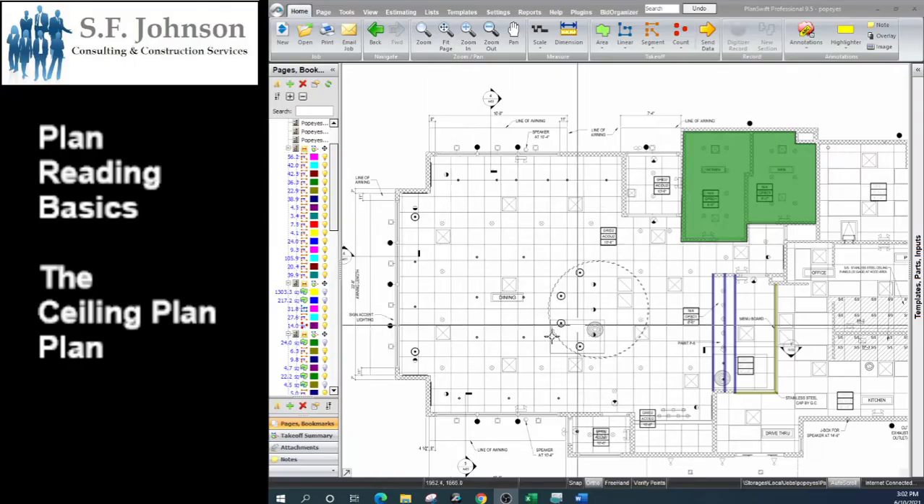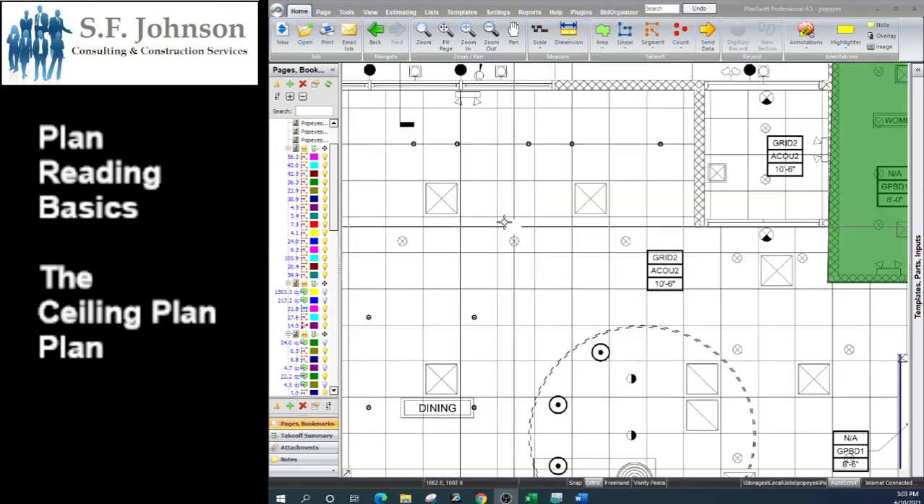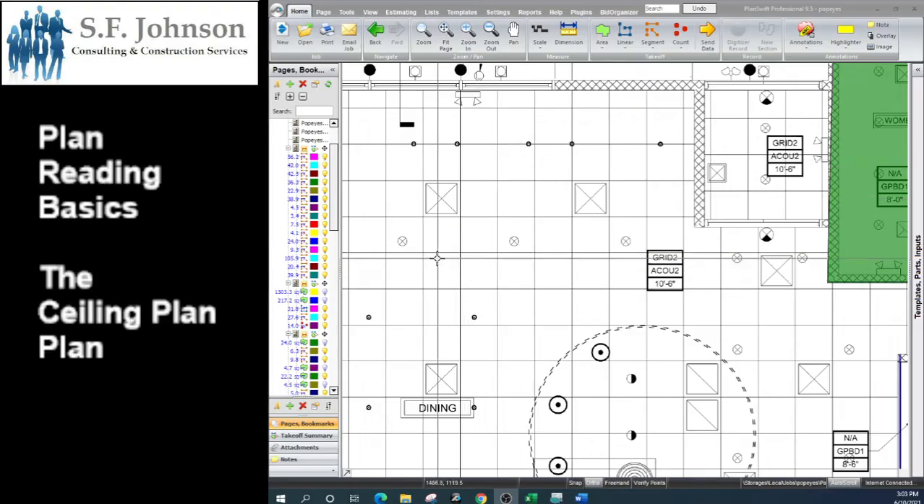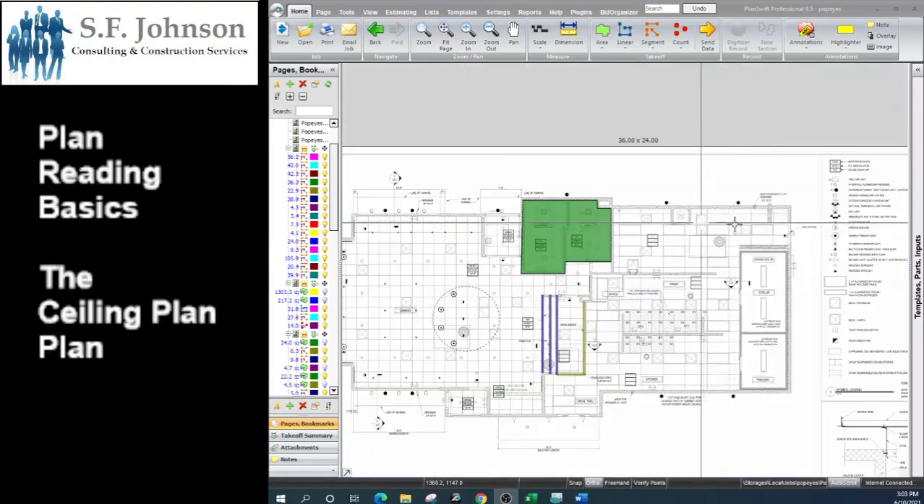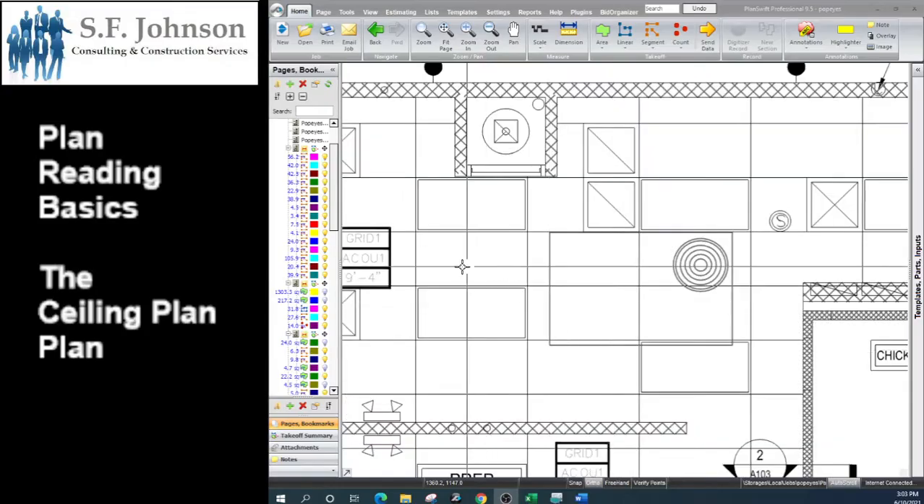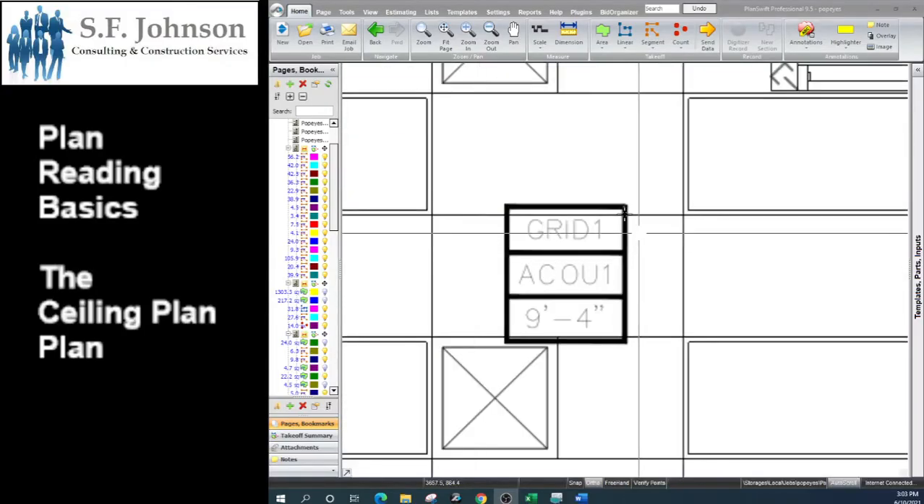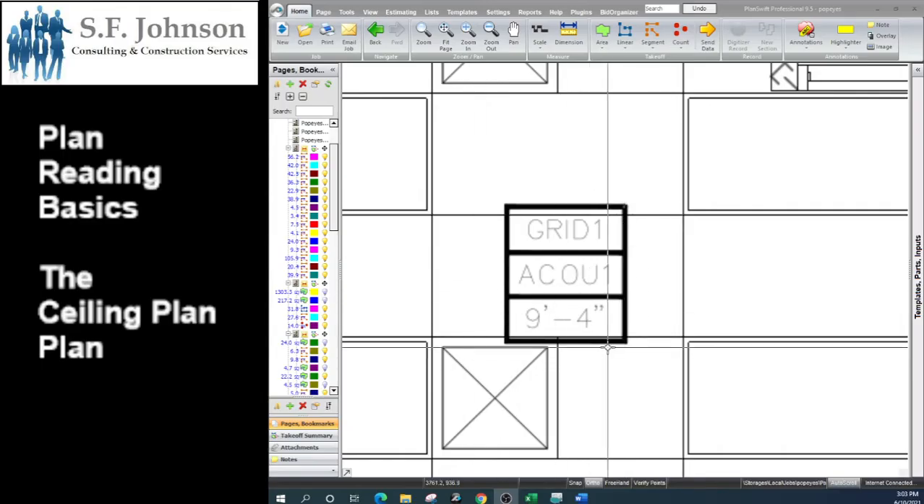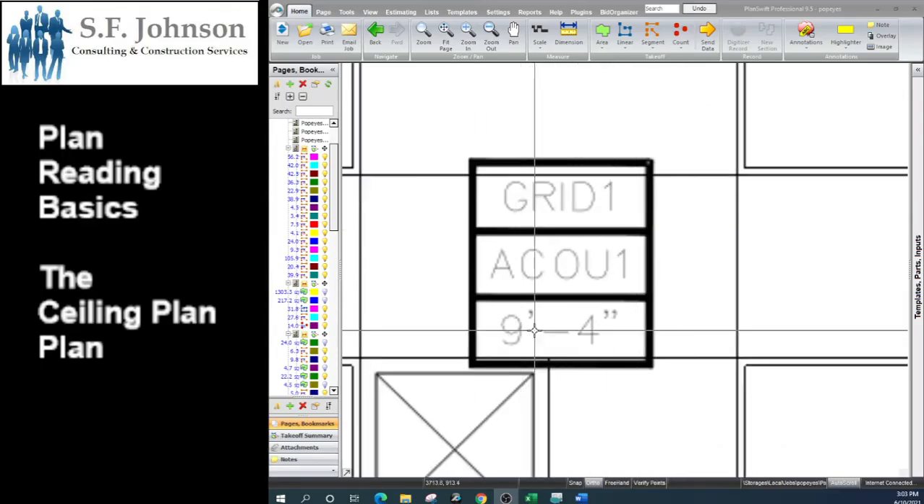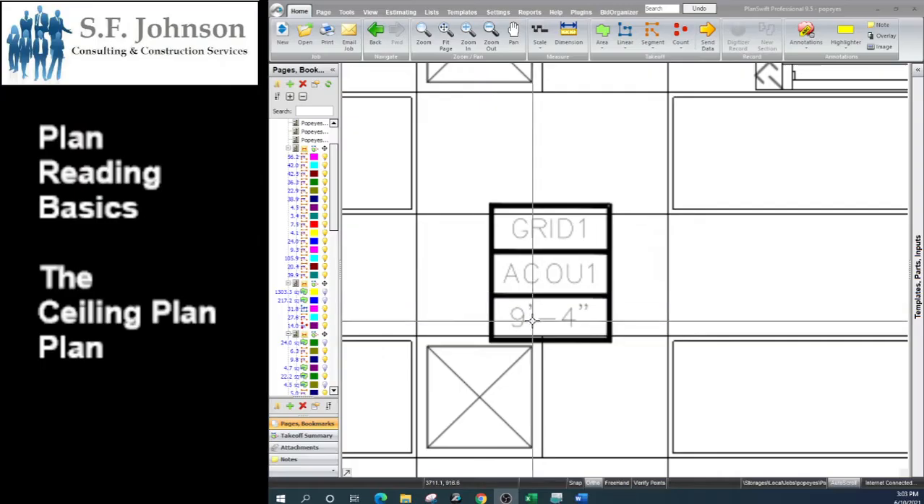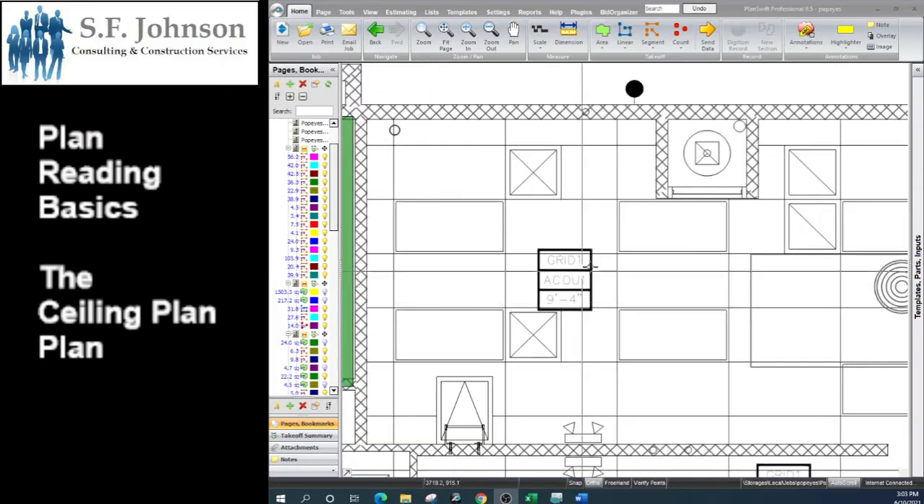And so for commercial, the typical ceilings are going to be acoustical ceiling tile, which is represented by these lines that represent either the 2x2 tile or on this side, the 2x4 tile. And each of the rooms is going to have a ceiling tag or room tag that's going to tell you two things. It's going to tell you the type of ceiling finish, and it's going to tell you the height of the ceiling. Not necessarily the height of the stud, so don't confuse the two. It is the height of the ceiling.